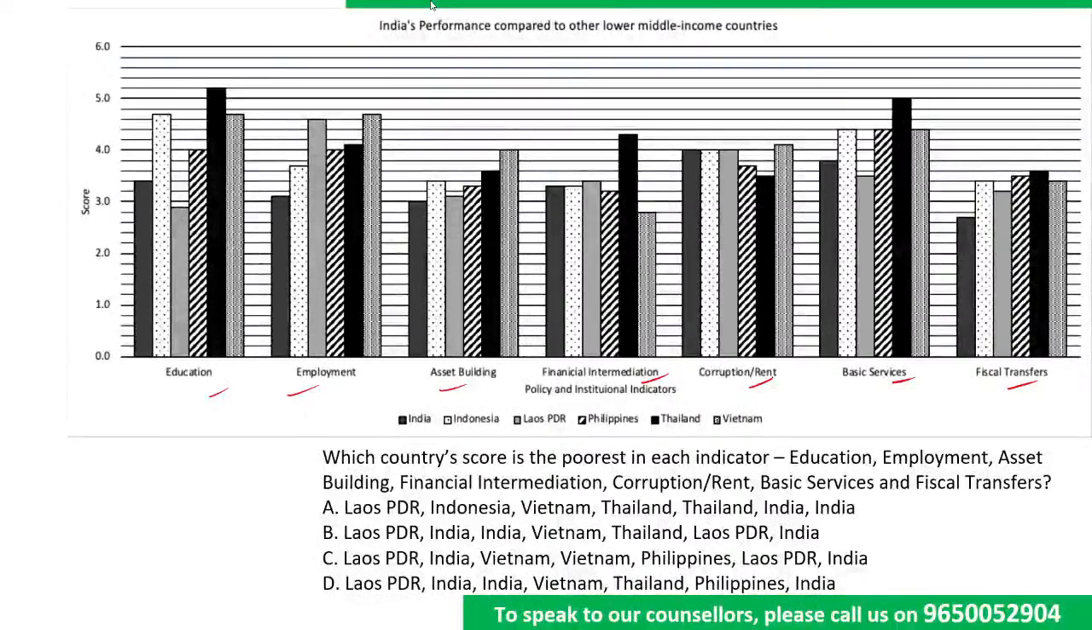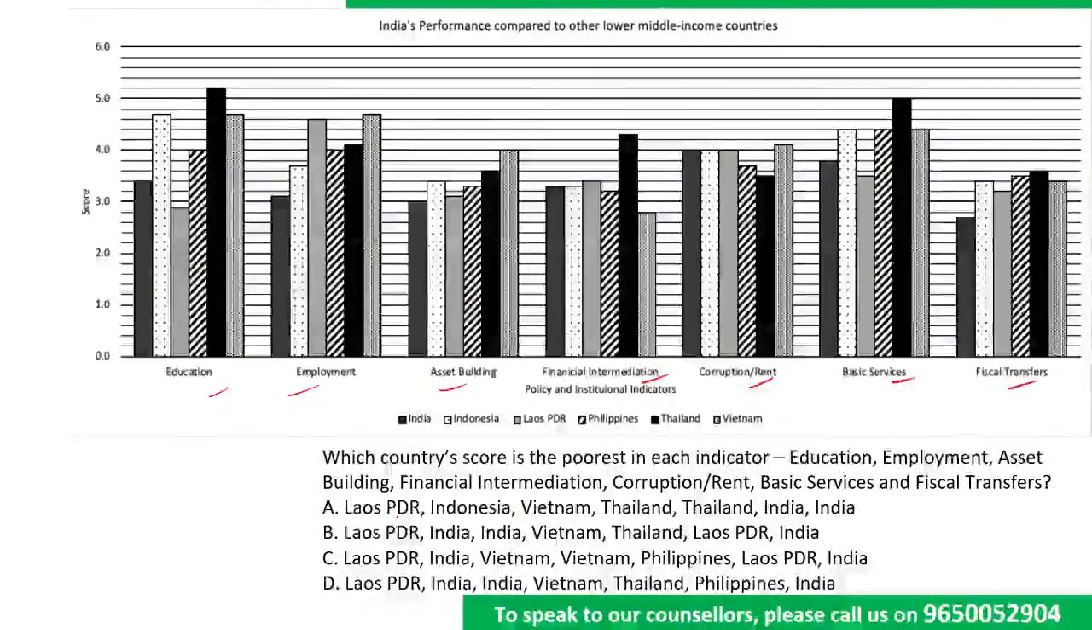So this one is a very simple question, and you have to tell which country scores poorest in each indicator. There was a time when CAT DILR used to be an easy one, and they did not have these difficult questions. At that time they used to ask observation based questions, so you can directly observe this.